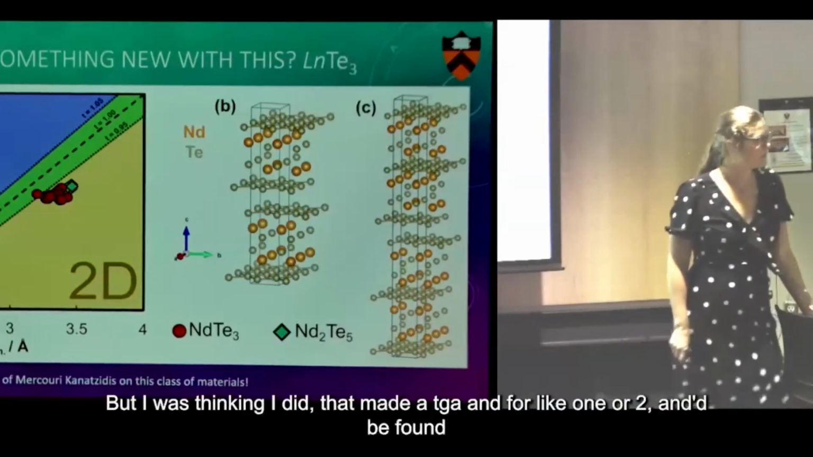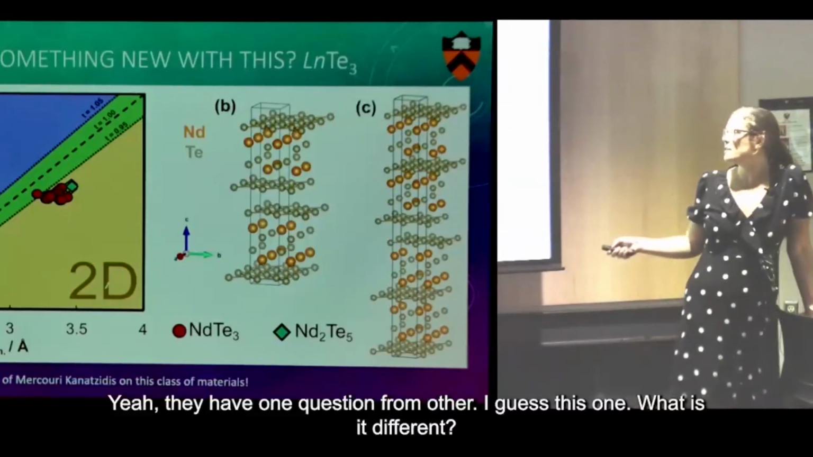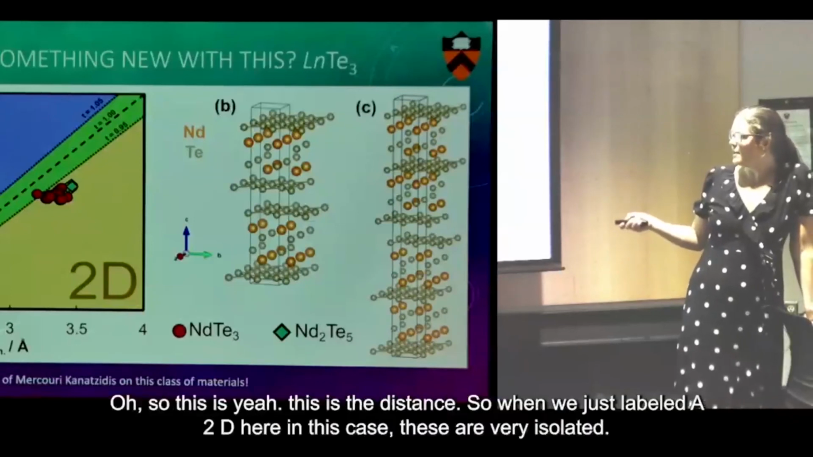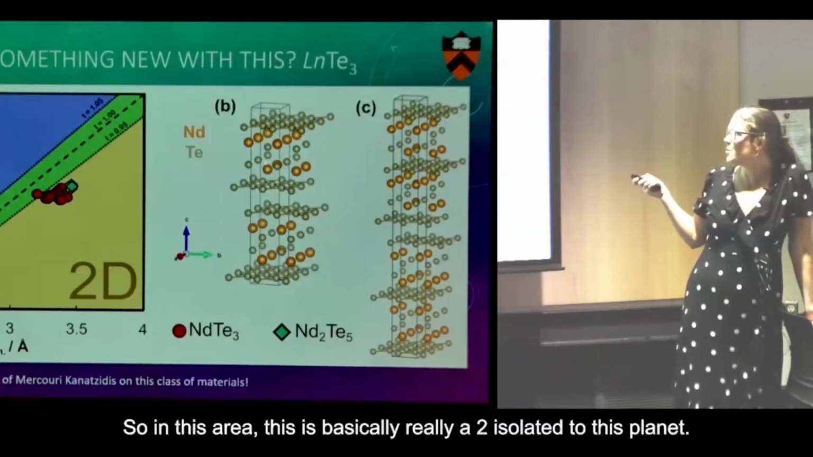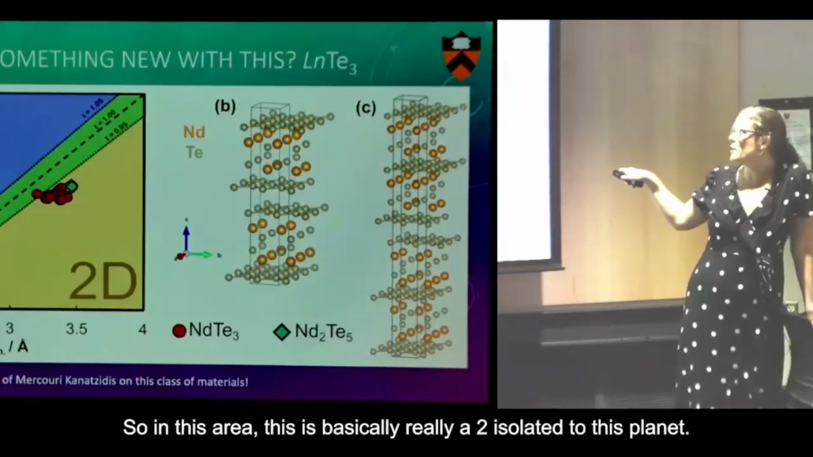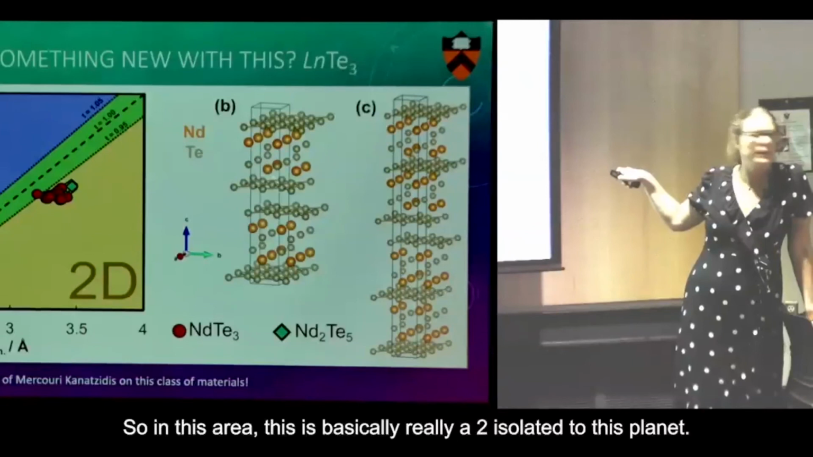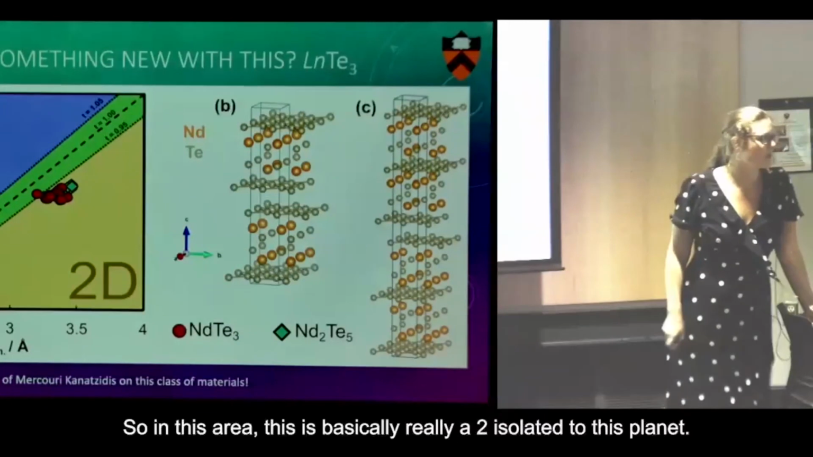Okay, we have one question from the webinar. I guess it's on this slide. What is the difference between the 2D and 3D band structure in this one? Oh, so the difference is the distances. When we label it 2D in this case, these are very isolated. The bonds here are shorter than the bonds to the next layer. So in this area, this is really an isolated 2D square net. And here in this area, it's more 3D because these are very close to the next atom. So you should draw the bond to the next atom.